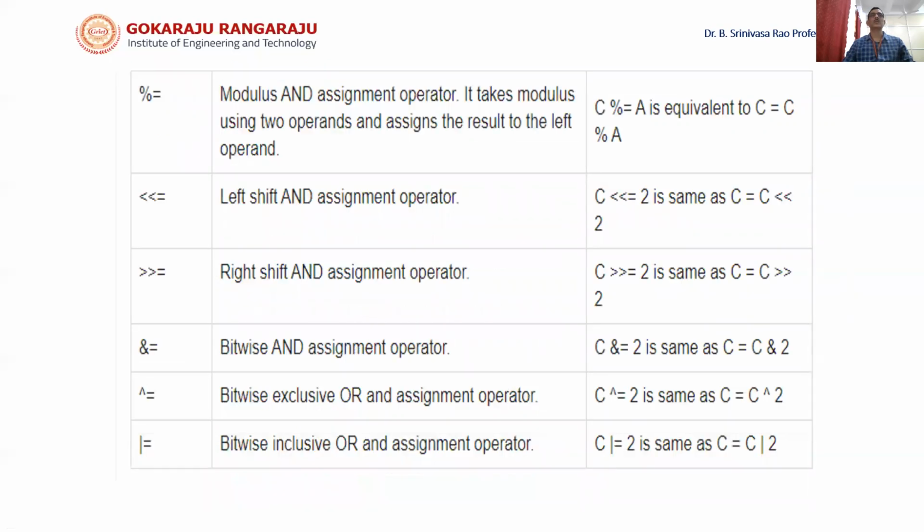And these are also another set of assignment operators that we are seeing. Logically, the meaning is the same, but whenever the operator changes, that operator's meaning is implemented in the expression.